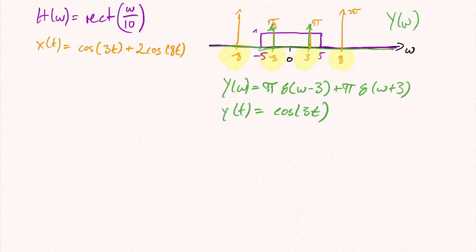This verifies that h is indeed a low-pass filter, because the high-frequency component with frequency 8 radians per second is filtered out, and the low-frequency component with frequency 3 radians per second is passed through the filter. This ideal low-pass filter has cutoff frequency 5 radians per second.